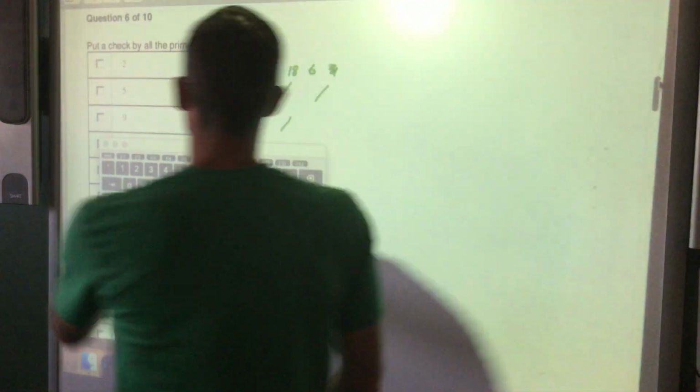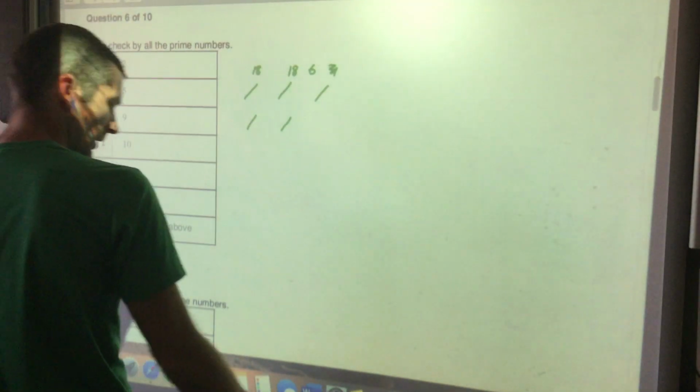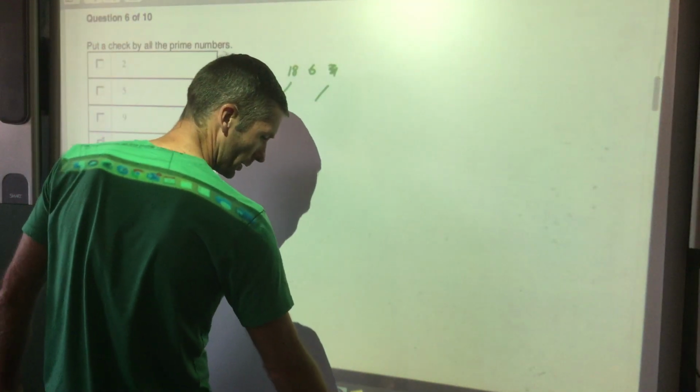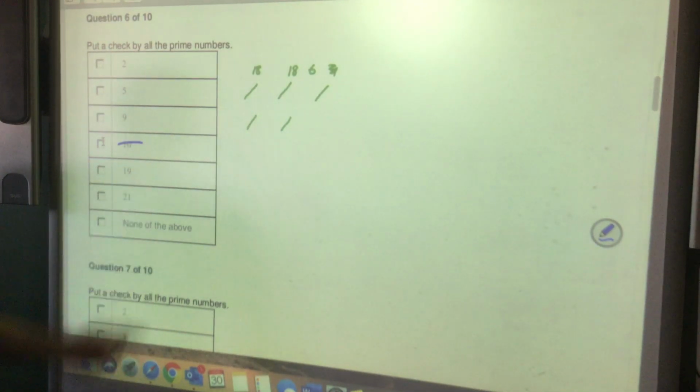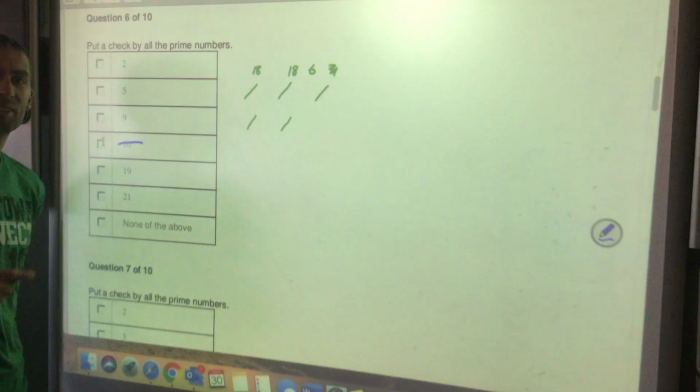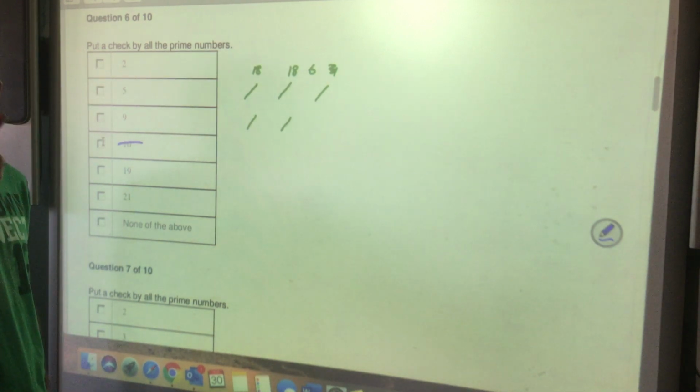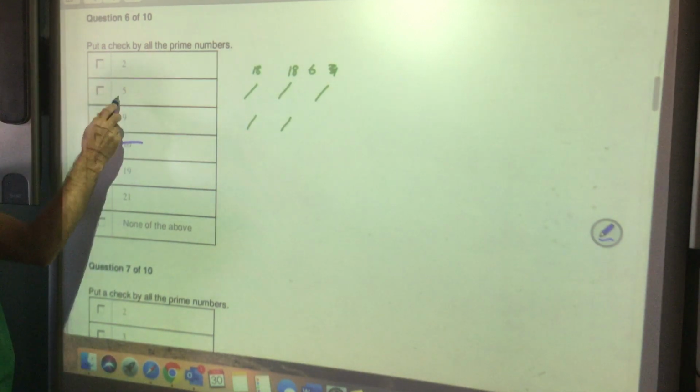Put a check by all the prime numbers. Prime, P-R-I-M-E. The only factors are 1 and me. So we know the even ones are not prime, so it can't be that. Okay, the rest are odd, except for 2. Well, the only factors of 2 are 1 and 2. 1 times 2, that's prime.